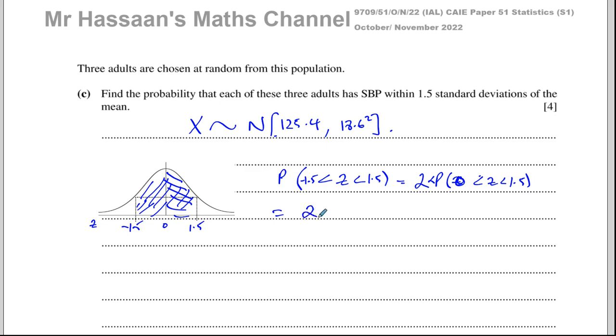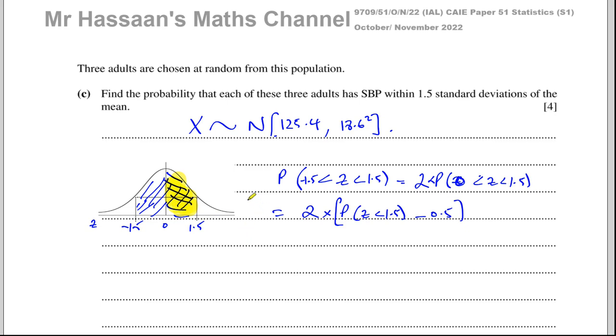So how do I find that? 2 times the probability that Z is less than 1.5, and I'm going to take away from that 0.5. Why 0.5? Because half of this area is 0.5, the whole area is 1. If I subtract 0.5 from the probability that Z is less than 1.5, I've subtracted all of this and I'm left with just this section over here. Then when I double it, I get the area that I want. That's my way of doing it.